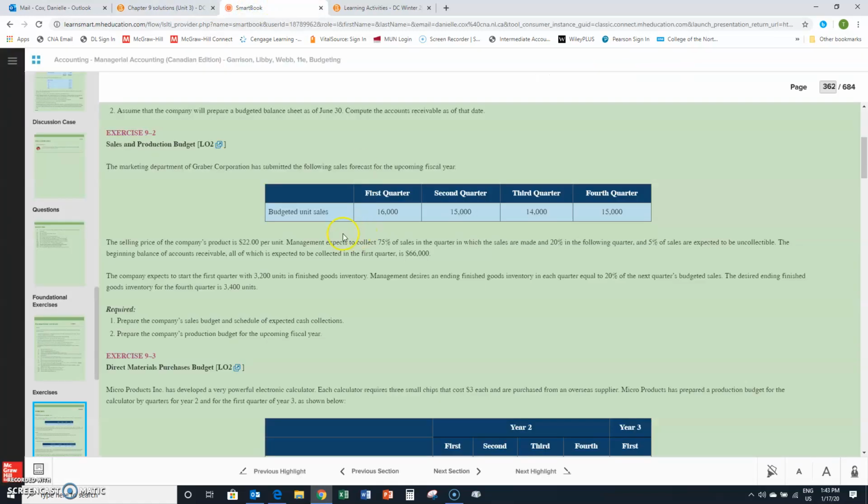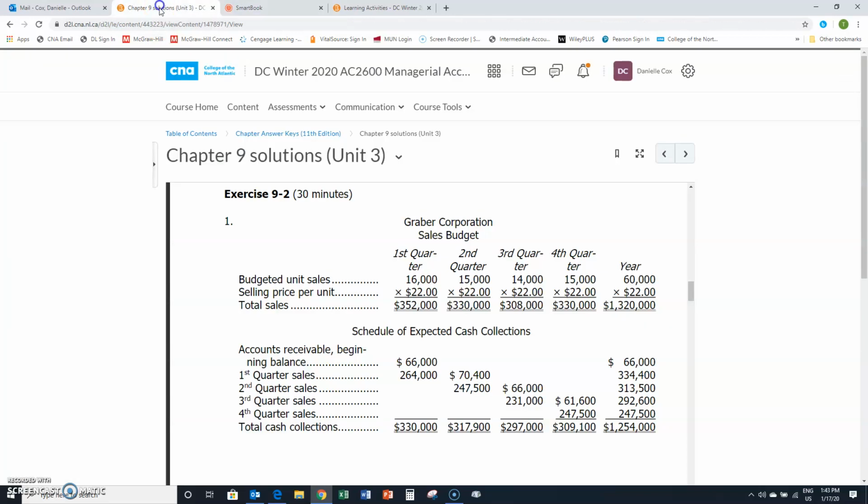So we are told the units that they're planning on selling, and we're told the price of each unit, $22 per unit. So therefore, we just take the unit quantity, 16,000 for example, in the first quarter. They're going to sell for $22 each, which means planned sales for the first quarter, $352,000. So you do that for each quarter and then total them up for the year.